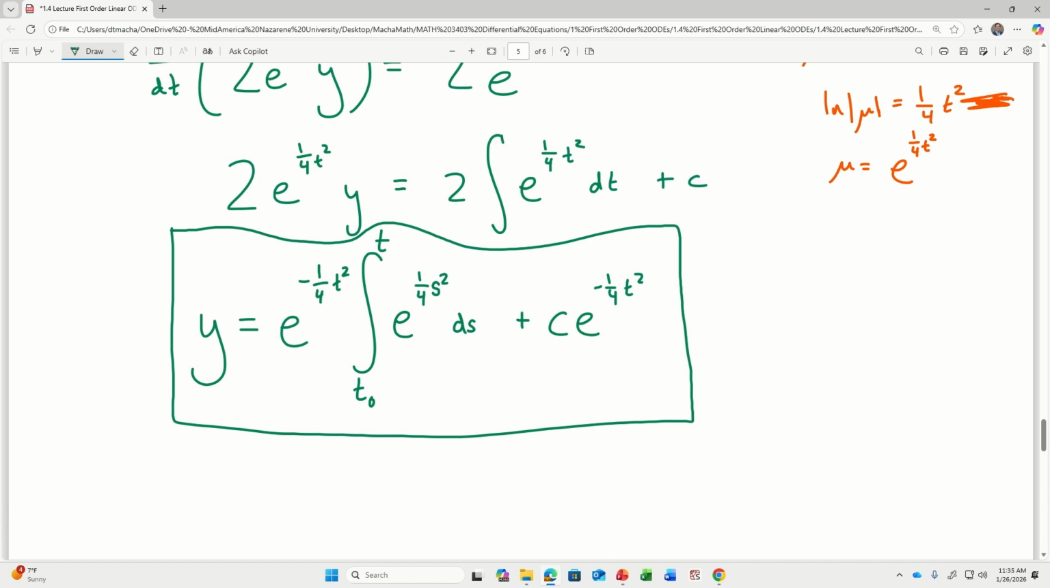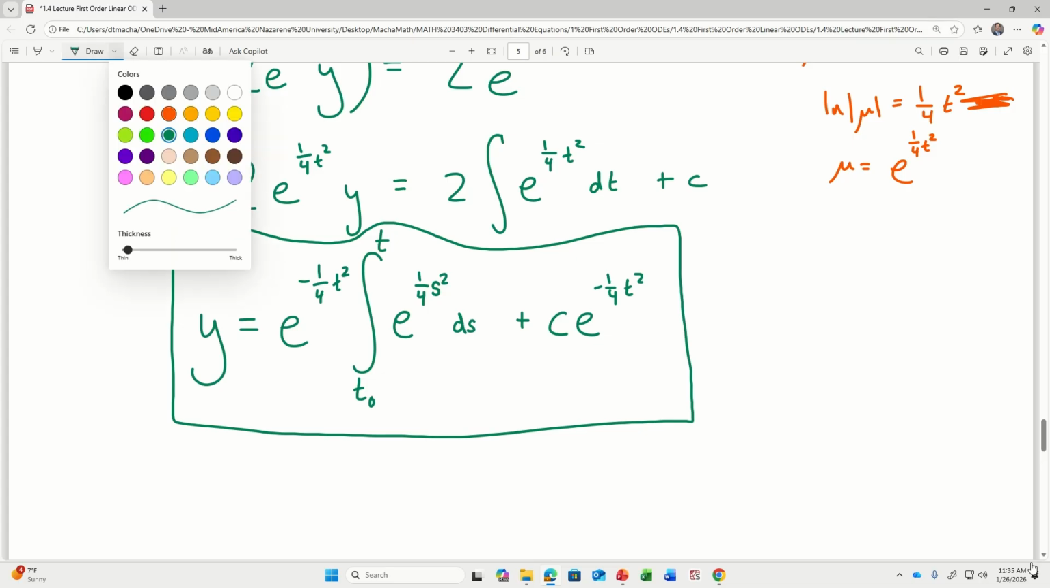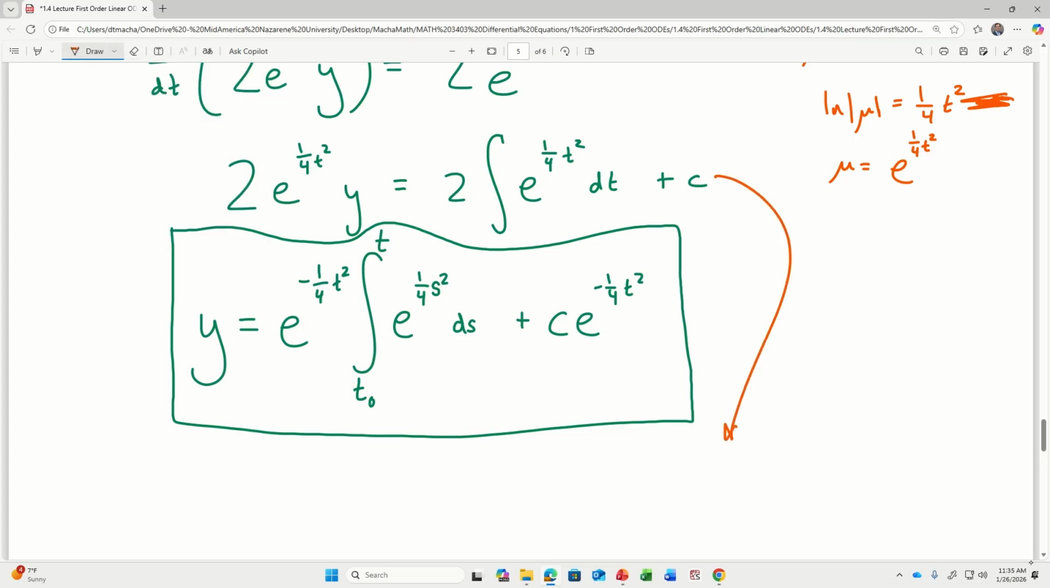So believe it or not, you can still check your answer in Desmos. To check your answer, let's solve the initial value problem really quick. We would just need 2e to the 1/4 t squared. Actually, let's get rid of the 2's. Divide both sides by 2. And then, so we write c e equals e to the 1/4 t squared.